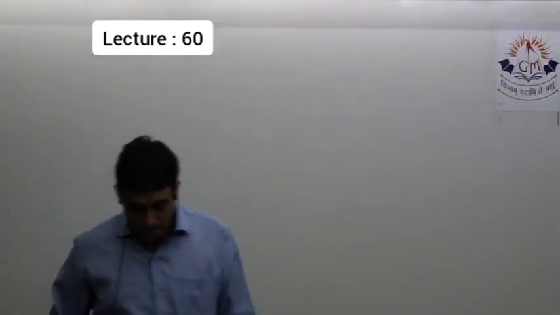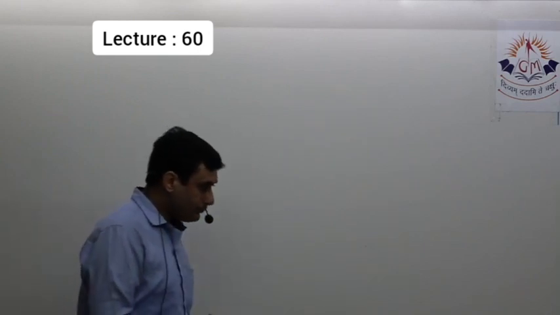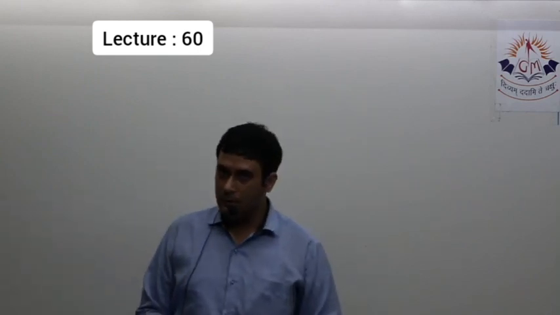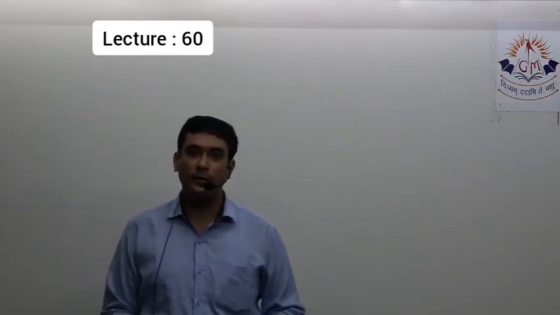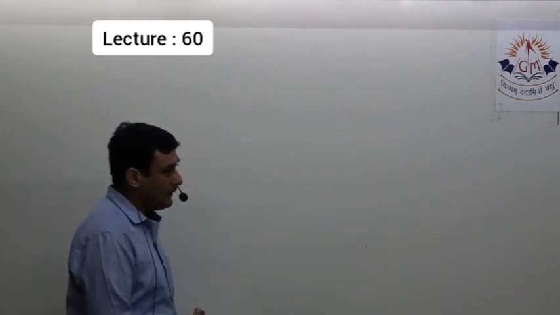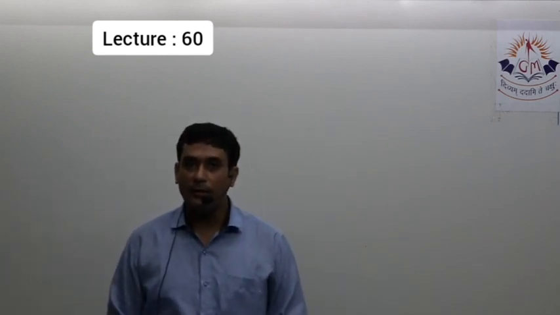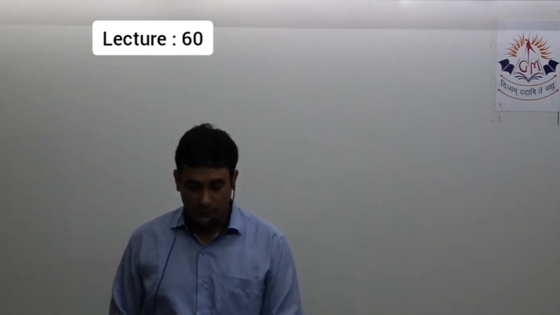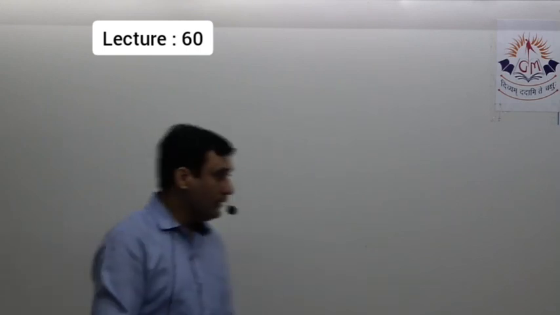Hello friends, in the last lecture we saw the questions related to properties of lines and transversal, parallel lines and the transversal. Now in this lecture we'll start the next concept, the angle sum property of a triangle and the exterior angle property of the triangle. So let us see the angle sum property of the triangle.